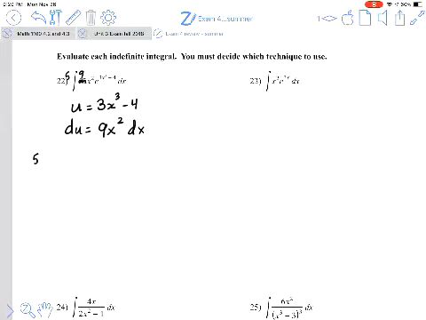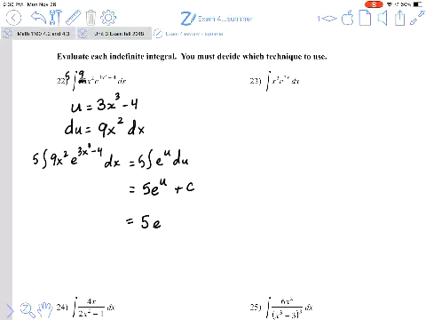So 5 times 9x squared e to the 3x cubed minus 4 can be rewritten as 5 times the antiderivative of e to the u du. And then the antiderivative of e to the u du is just e to the u. And then u was 3x cubed minus 4.